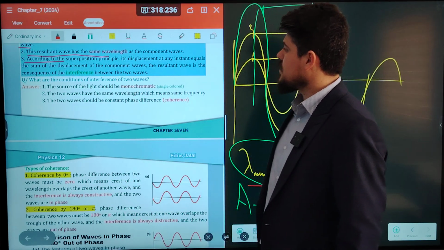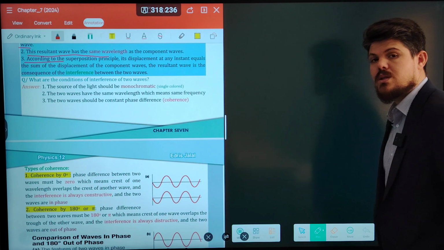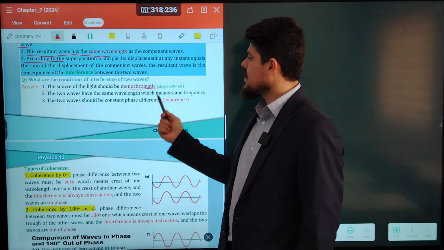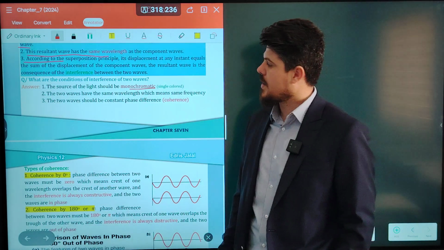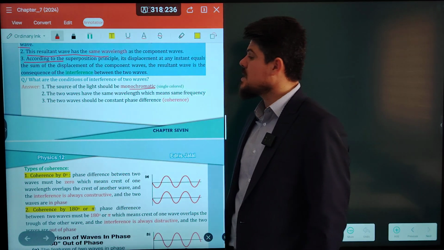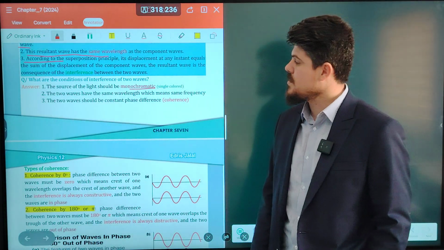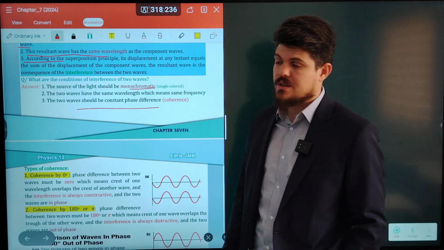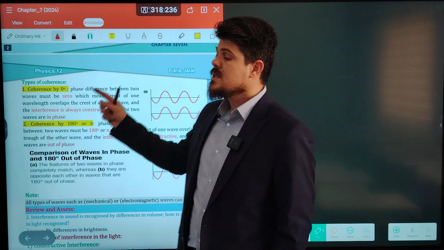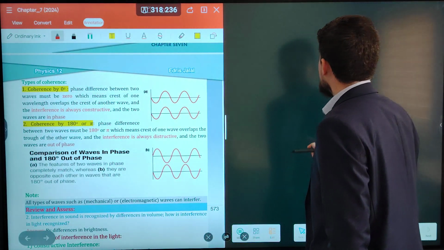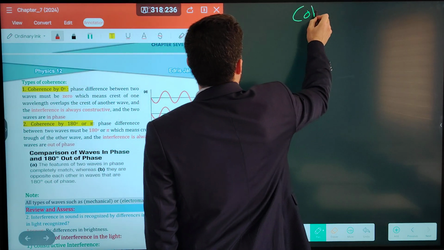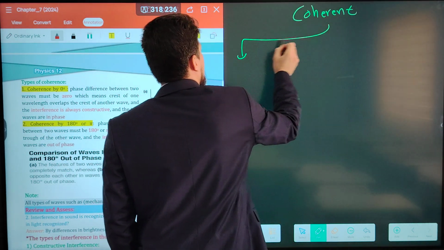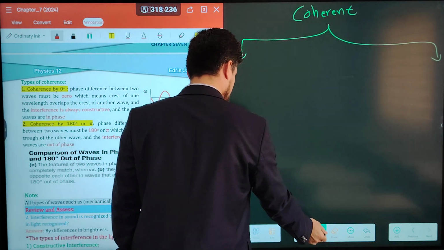What are the conditions of interference of two waves? The source of the light should be monochromatic, single color. The two waves must have the same wavelength. And the two waves should have a constant phase difference, or be coherent. What is coherent? We have two different types of coherence.